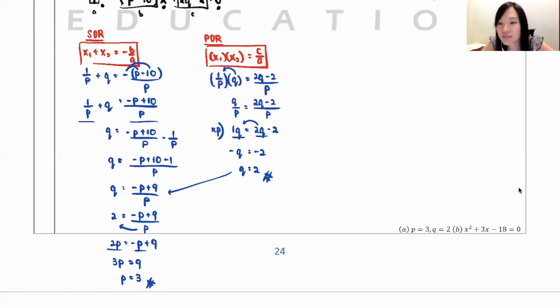Done. So far so good, everyone. For doing SOR, POR, just sub x1, x2, A, B, C, everything inside and find back whatever unknown they want you to find. It's not really called substitution, but yeah, you can also call it sub, doesn't matter. The name is not important. Okay, so guys, A done.